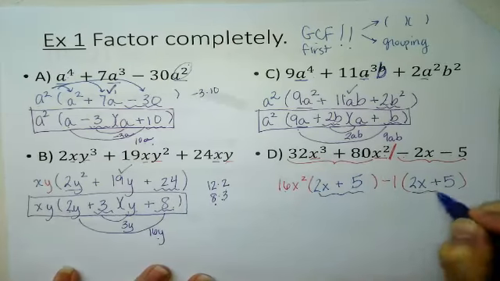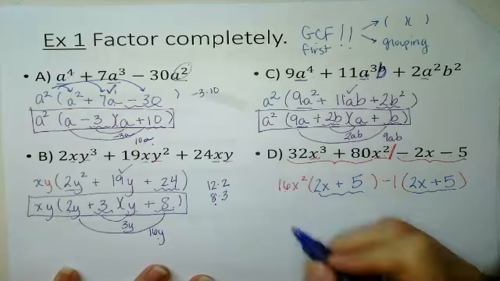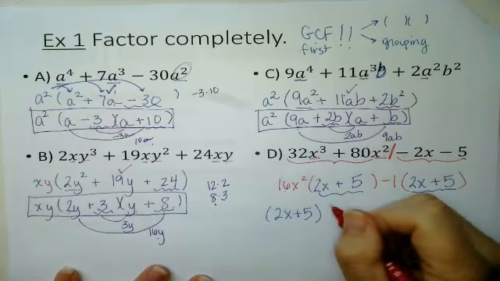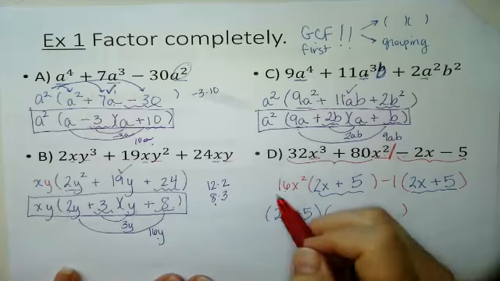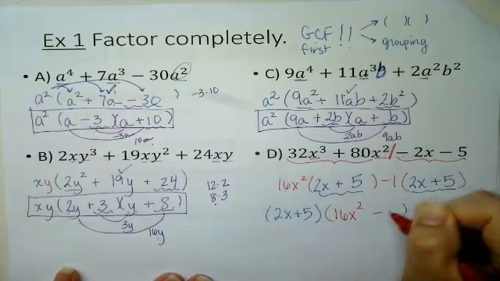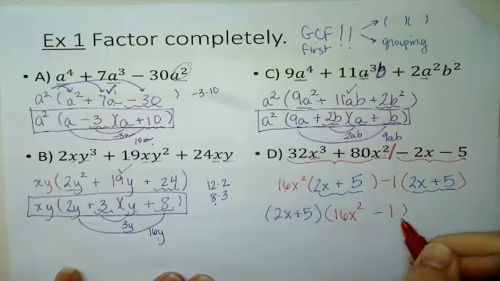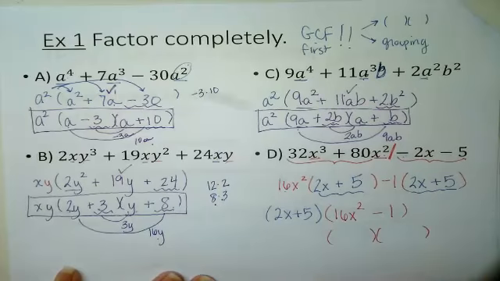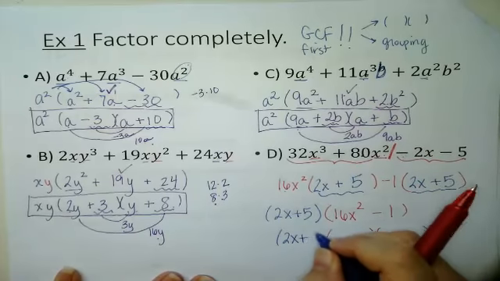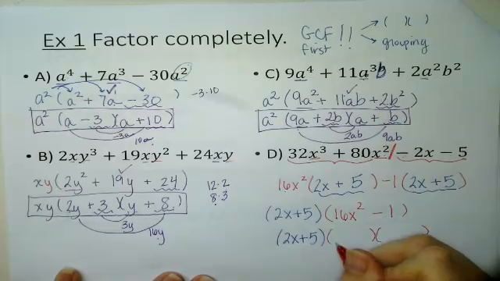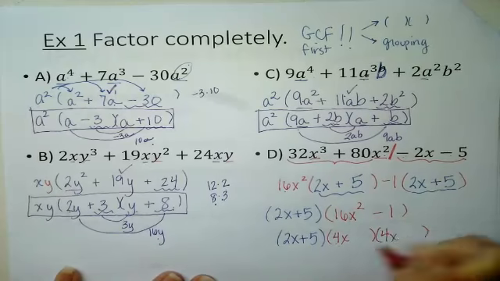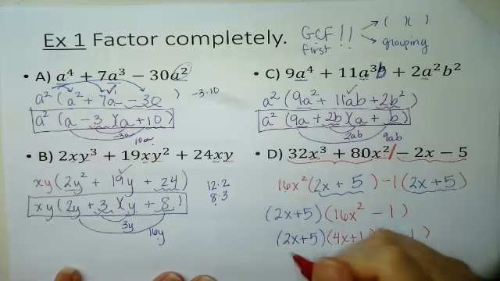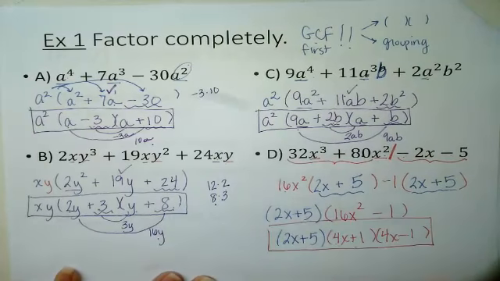And now we see we have this common factor, again, of 2x plus 5. There's only one common factor. The 2 doesn't come out, just the 1. We're left with 16x squared minus 1. This is difference of squares, so it's going to factor even further. I'm going to bring down my 2x plus 5, and 4x times 4x would give me 16x squared. Positive 1 and -1 gives me my -1. So this is completely factored.